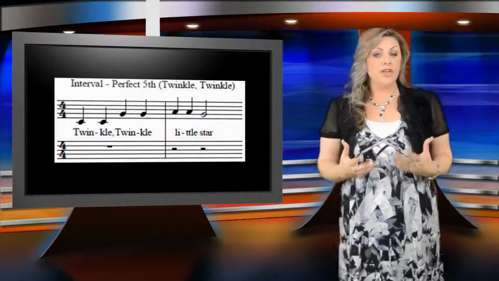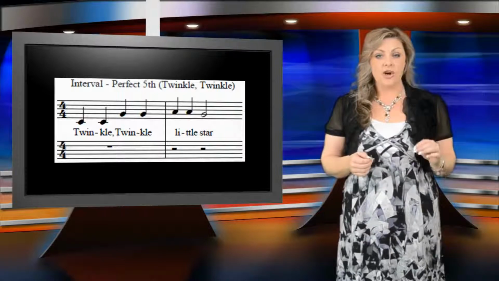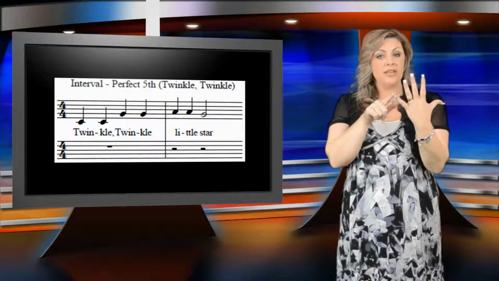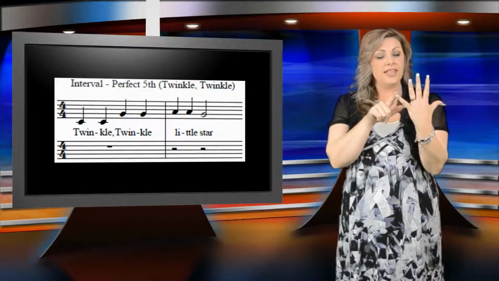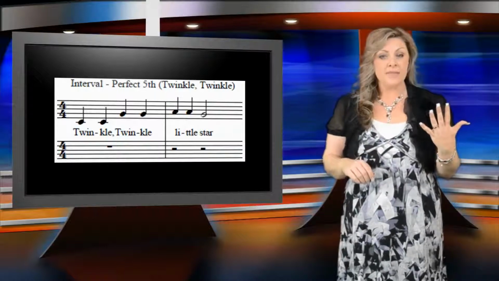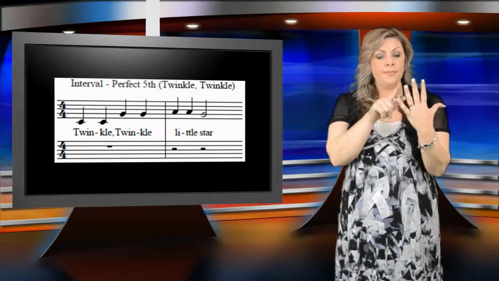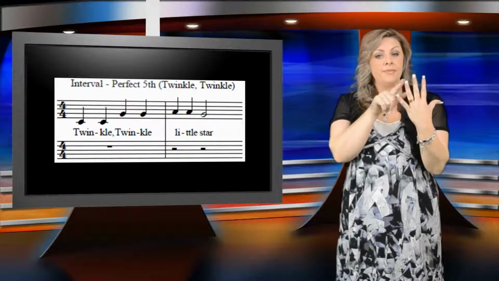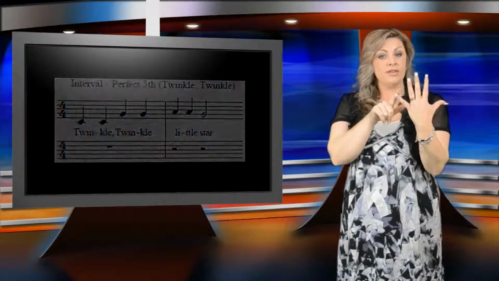A very popular nursery rhyme, Twinkle Twinkle, also uses the interval of a fifth in its opening phrase. Twinkle, twinkle, twinkle, twinkle, la la, twinkle, twinkle, little star. Let's do that again using our la trick, and then we'll sing it with the words. La, la, la, la, la, la, twinkle, twinkle, twinkle, twinkle.